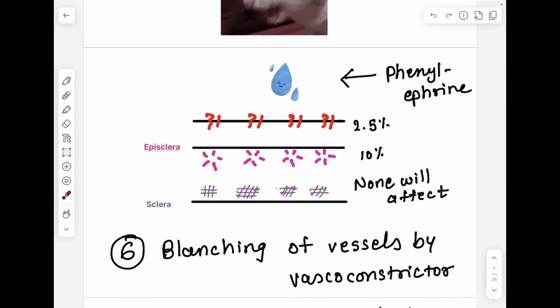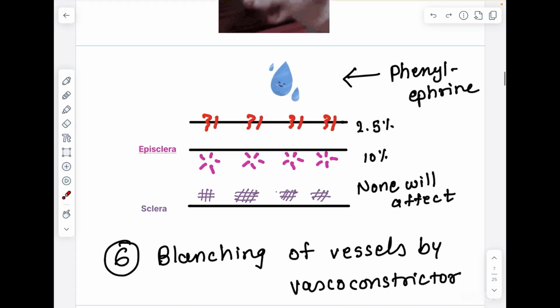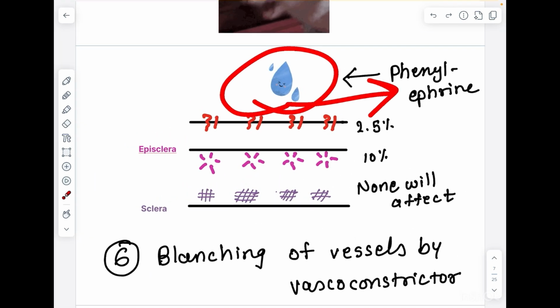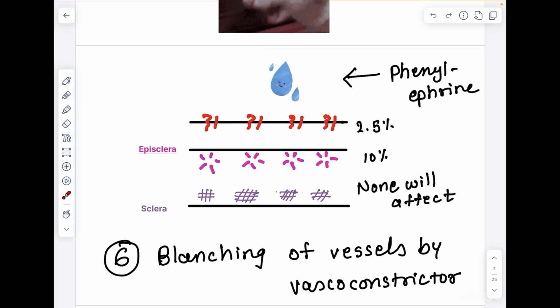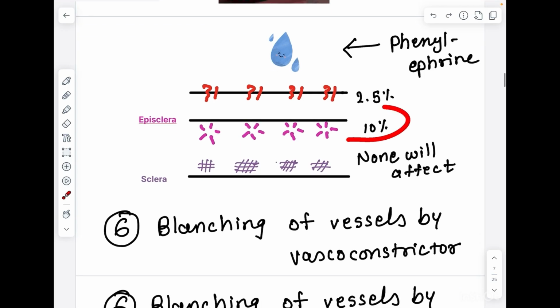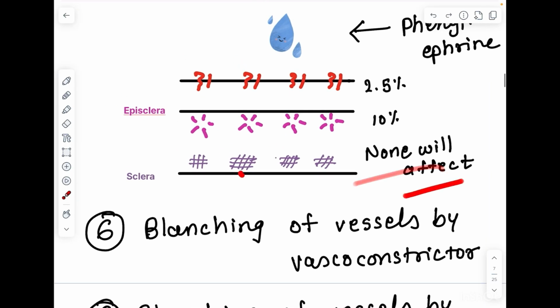Now we have to modify this image further. Now this is the phenylephrine drop. The phenylephrine drop will blanch the superficial conjunctival vessels. 2.5% phenylephrine will blanch the conjunctival vessels, but it will not blanch the superficial episcleral plexus. For that, we need a higher concentration of phenylephrine, that is 10%. 10% will blanch the superficial episcleral plexus, but none of it will blanch the deep episcleral plexus.